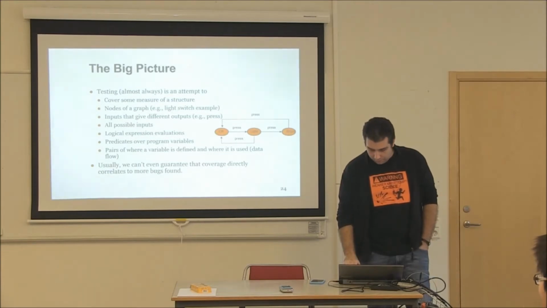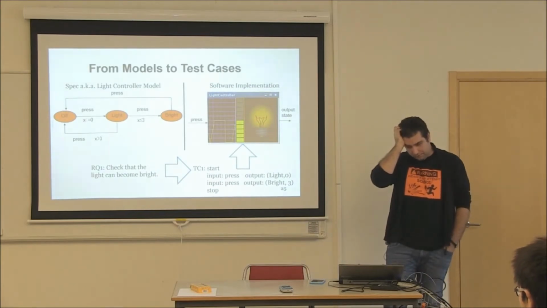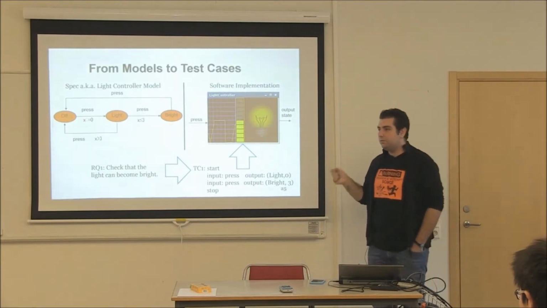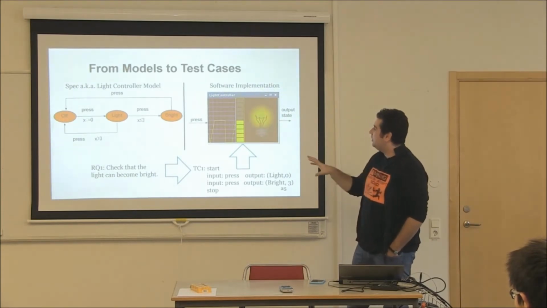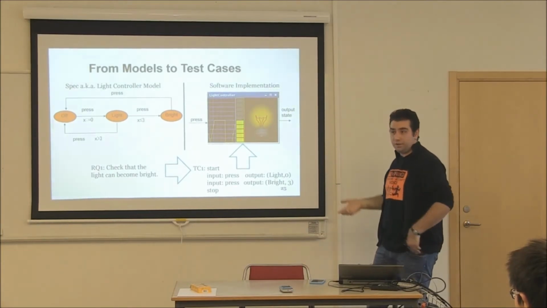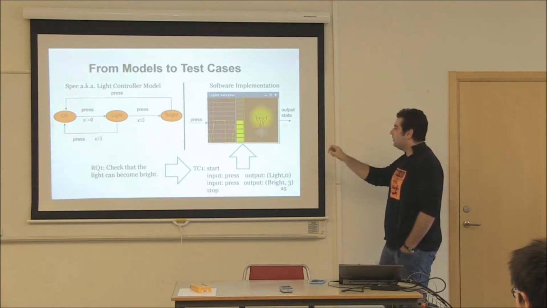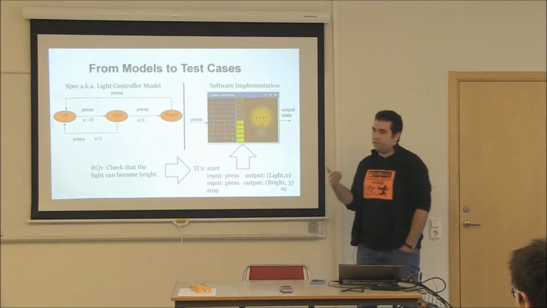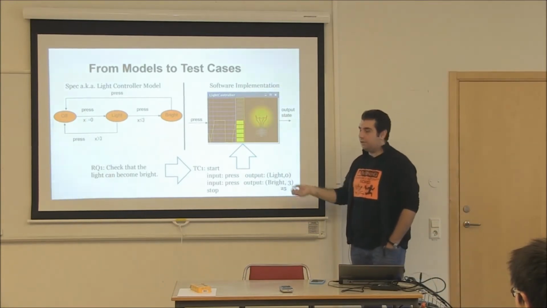So how do we go from models to test cases, having this in mind? We have the specification of the light control model that we did together. We didn't do any other model. And then we have the software implementation of it. You can actually have it directly in hardware, but I would like to have it in software now. The input is press, so the button, and the output state will give you the light.